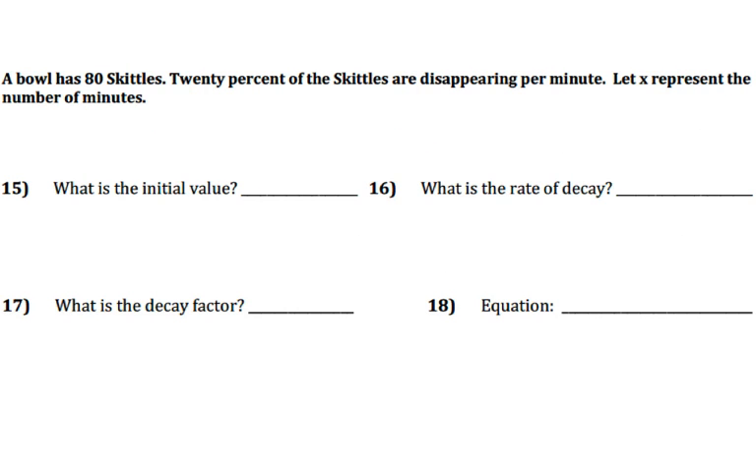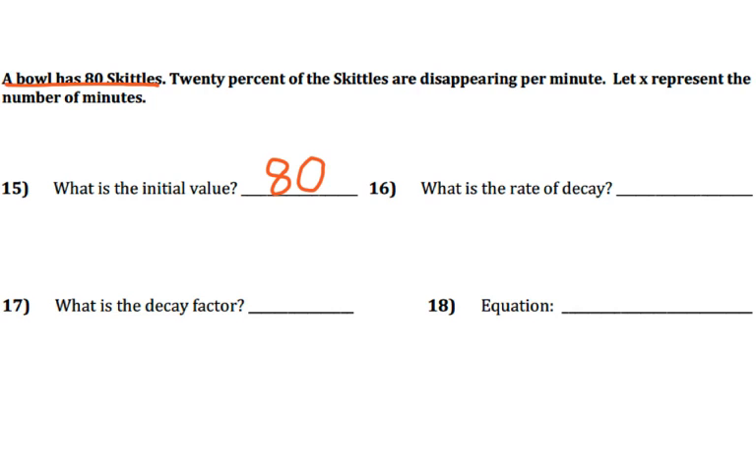Our next situation. A bowl has 80 Skittles. 20% of the Skittles are disappearing per minute. Let X represent the number of minutes. Number 15. What is the initial value? So in this situation, we notice that we have a bowl that has 80 Skittles. So our initial value is 80.